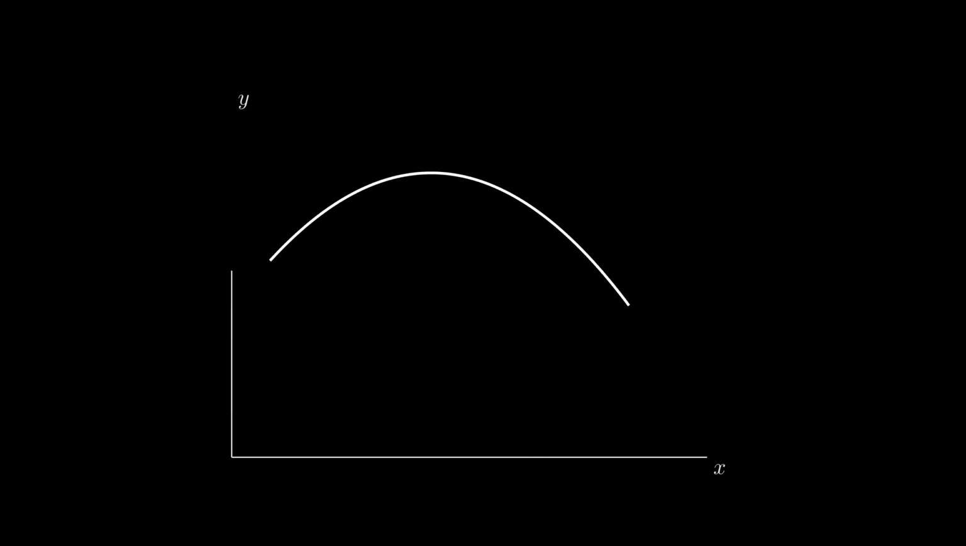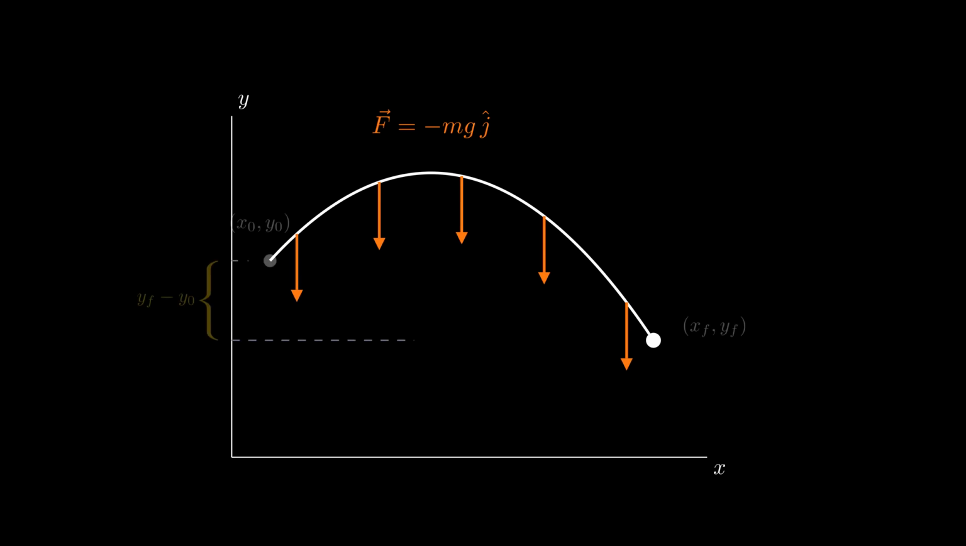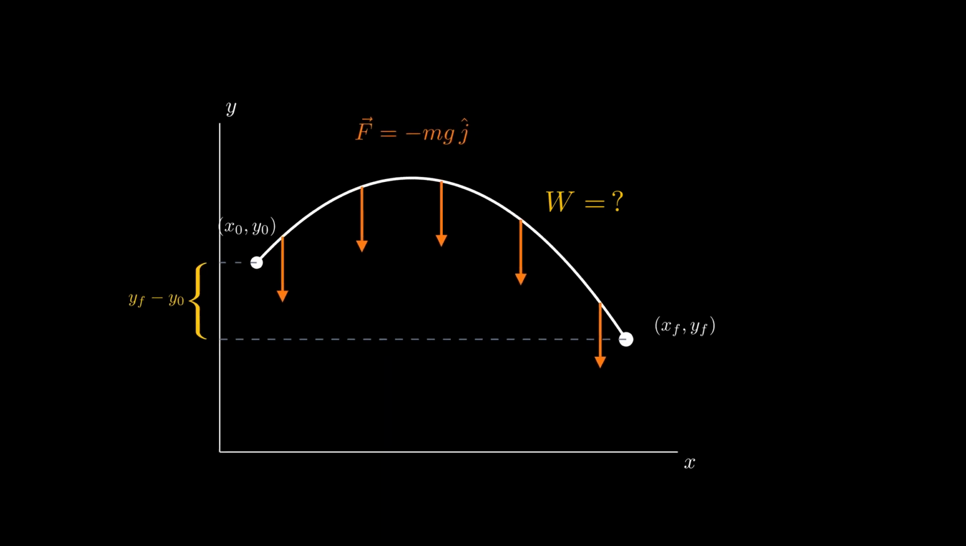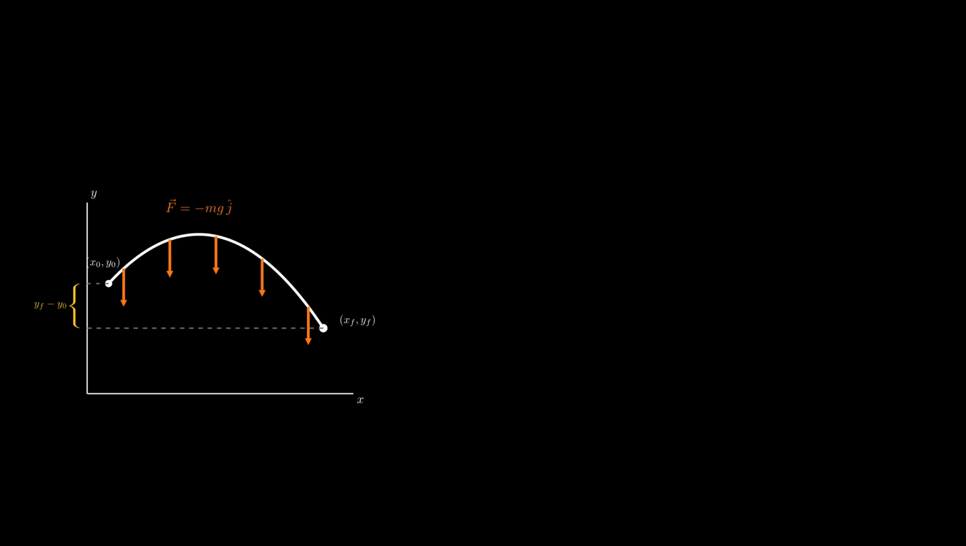First worked example, uniform gravity along a curved flight. A body moves under gravity alone along a parabolic path, a projectile arc. The force is constant, F equals minus mg j hat, the same magnitude and the same downward direction at every point. The body starts at the point x sub 0, y sub 0, and ends at the point x sub f, y sub f. Find the work done by gravity along this flight, set up the line integral.